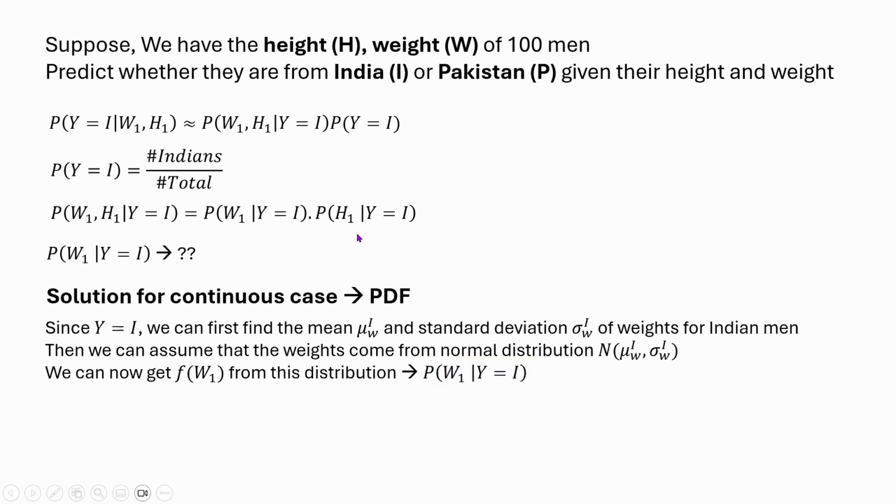We can do the same thing for height. We can get the mean and standard deviation for Indian men's height. We can create the normal distribution and get the H1 density. So that is how we are going to handle the continuous case.